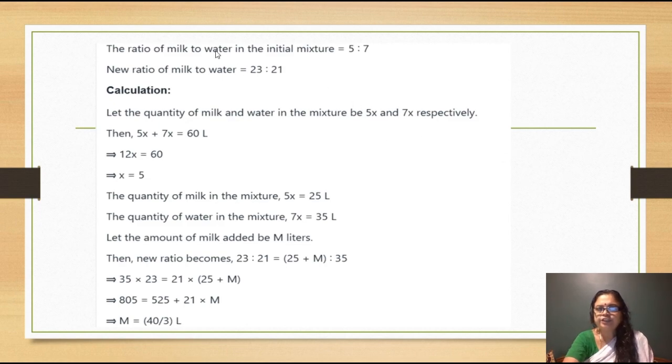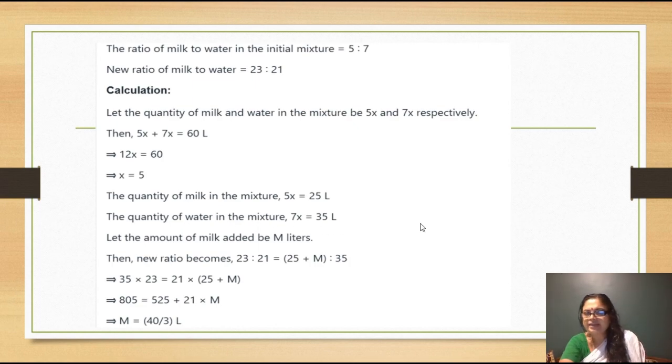The ratio of milk to water in the initial mixture is 5:7. The new milk to water ratio is 23:21. So the quantities of milk and water are given as 5x and 7x. So 5x plus 7x is 60 liters, it is given. From that 12x is 60, so x is equal to 5. Now the milk quantity will be 5x, which is 25 liters, and the water quantity in the mixture will be 7x, 35 liters.